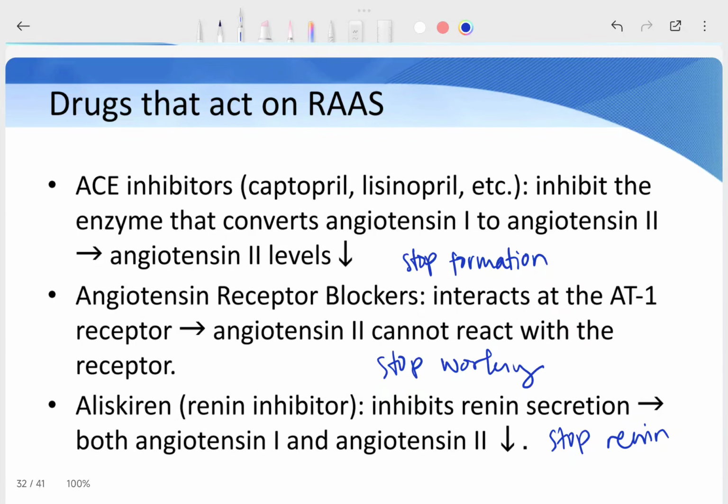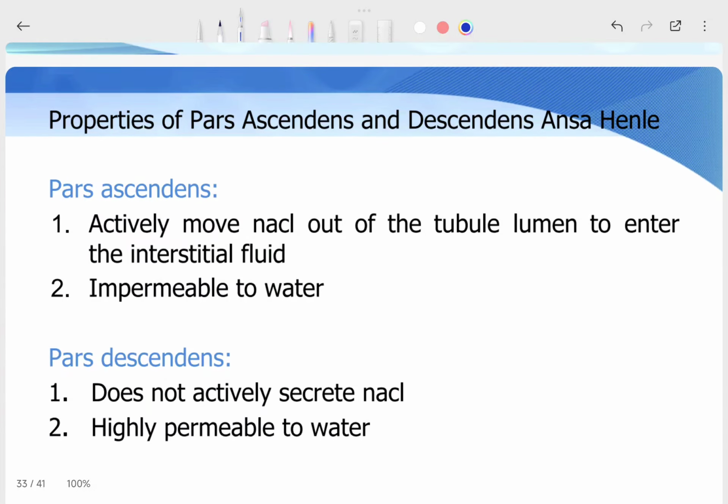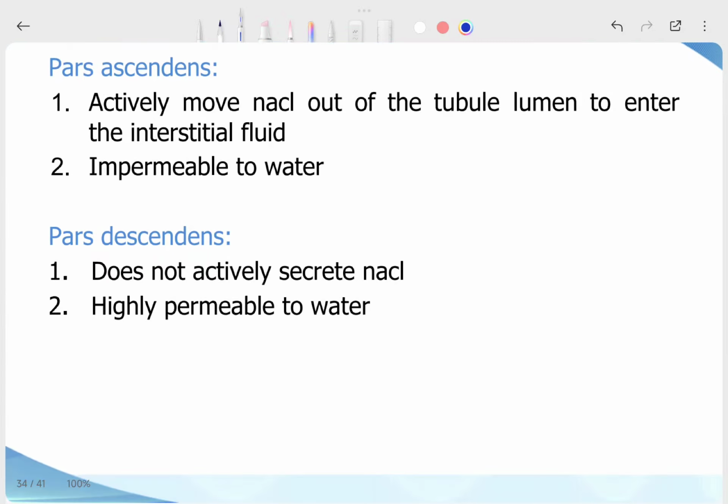Why? Like what I said before, renin will change the angiotensinogen into angiotensin 1, and then it will change from angiotensin 1 into angiotensin 2. And then we also have the properties of the pars ascendens and descendens of the loop of Henle. The pars ascendens actively moves salt out of the tubule lumen into the interstitial fluid, and it is impermeable to water. But the pars descendens doesn't actively secrete any salt, but it is highly permeable to water.